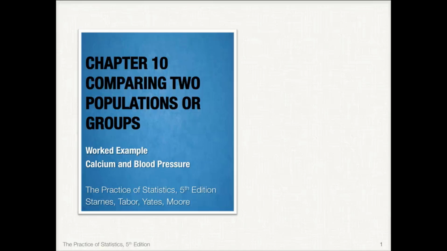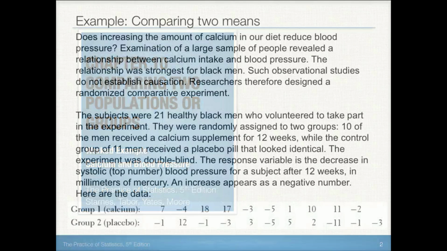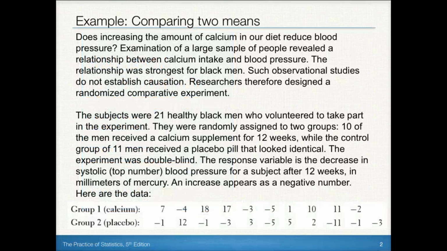Hey, this is Jason Molesky. In this example, we'll take a look at comparing two population means. Does increasing the amount of calcium in our diet reduce blood pressure? Examination of a large sample of people revealed a relationship between calcium intake and blood pressure. The relationship was strongest for black men. Such observational studies do not establish causation.